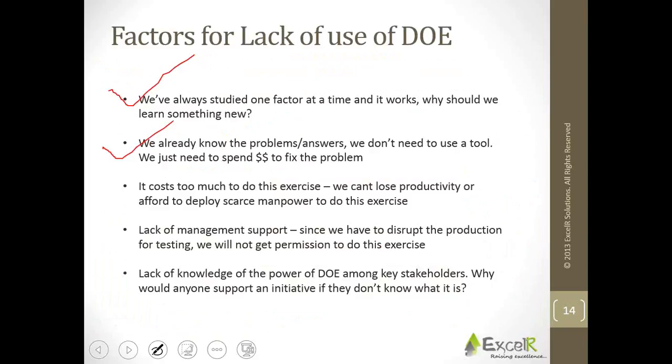We know the problem, answer, everything. We don't need to use this tool. We just need to fix the problem is what people think. If real life was that easy, this simple, then all the businesses would have become super success. That is not the case, right? Majority of the businesses fail because of this attitude. Few people say it costs too much to do this exercise.